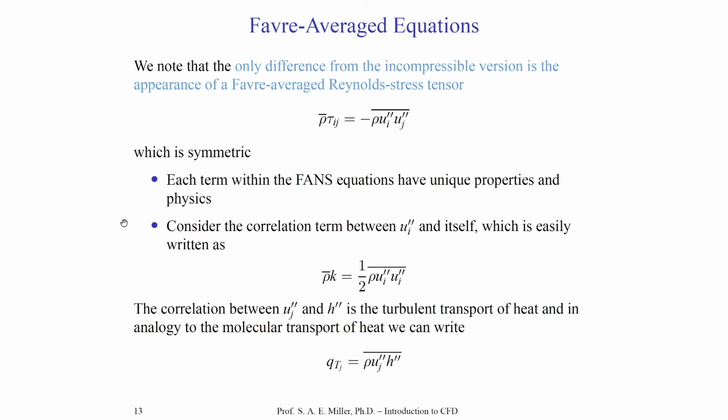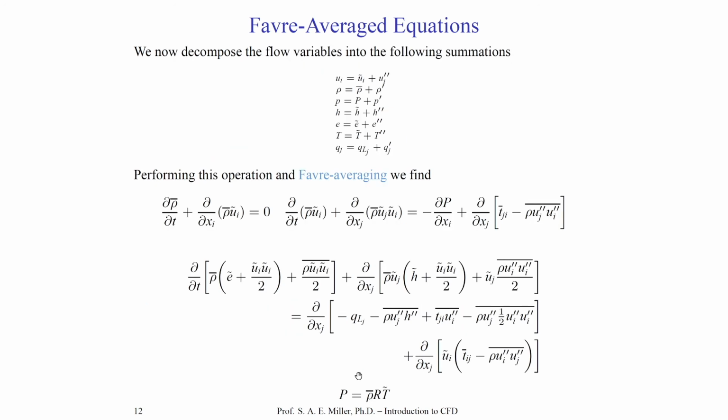We could also consider some of the particular correlations of the terms themselves to try and simplify the set of equations. Consider the correlation term between ui double prime and itself. This can easily be written as rho bar k of 1/2 rho ui double prime ui double prime. The correlation between uj double prime and the enthalpy, mass weighted, will be the turbulent transport of heat. And in the analogy to the molecular transport of heat, which we showed earlier, we can write Q of Tj, that is turbulent, goes as rho uj double prime h double prime. So here we've simplified things a bit further in our particular energy equation.